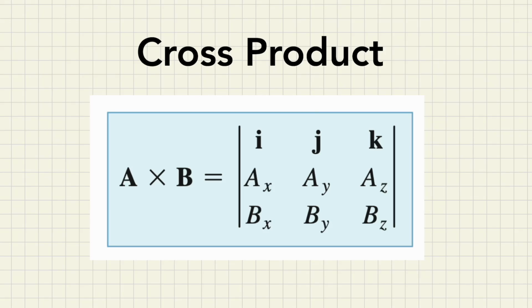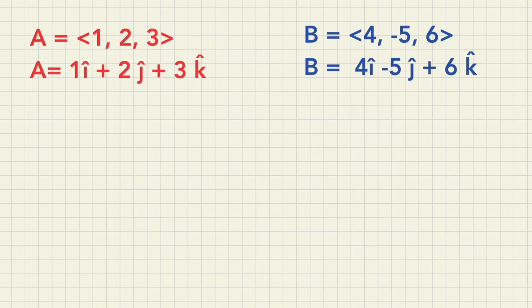My name is Jocelyn and today we're going to be learning how to get the cross product of two vectors. Alright, so here I have two vectors. I have my vector A, which is 1 in the x direction, 2 in the y, and 3 in the z. And then my B vector, which is 4 in the x direction, 5 in the negative y direction, and 6 in the z direction.